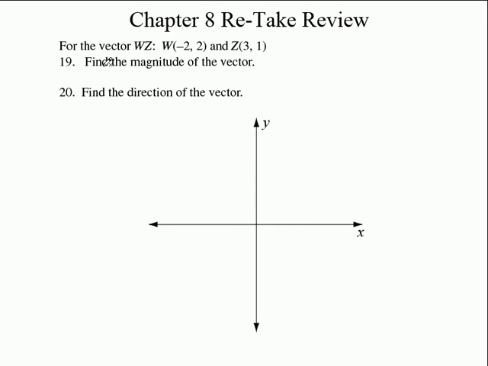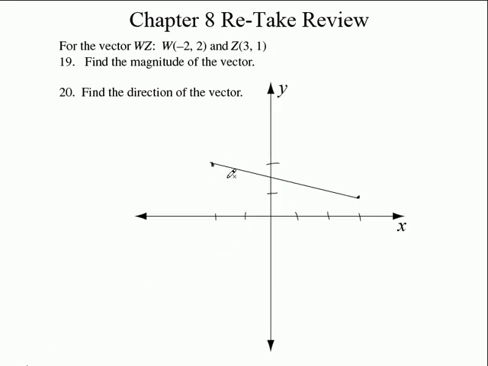Alright, let's check out the last two. Says here's a vector WZ, and so we're going to plot those points, negative 2, 2. So negative 2, positive 2, right there. And then we're going to plot 3, 1. 1, 2, 3, and then 1 right there. Now, let's connect them right to there. That looks good. Okay, it's a little small. Let's make this a little bit bigger. Alright, that looks a little bit better.